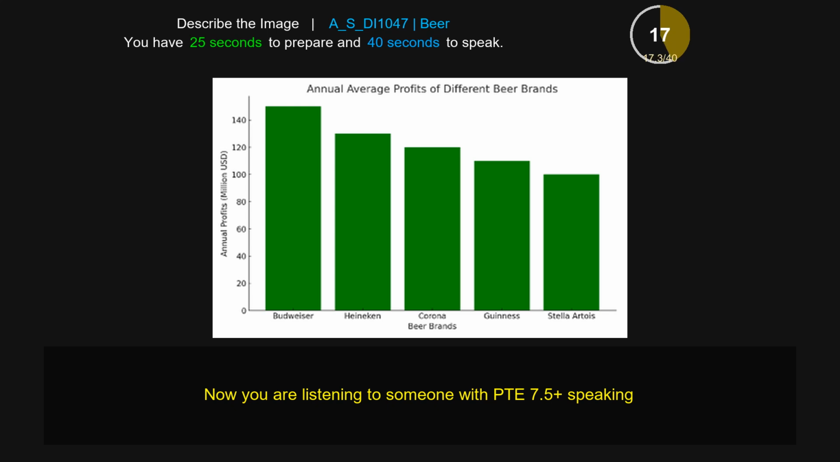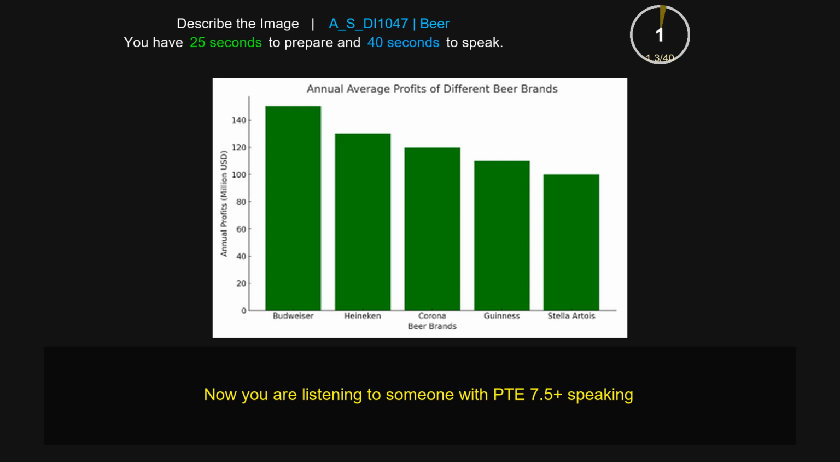From the graph, it is evident that Stella Artois is the minimum number, while Budweiser has the highest number. Furthermore, along the brands, we have Heineken, Corona, and Guinness. That's it from this bar chart of annual average profits of different beer brands.